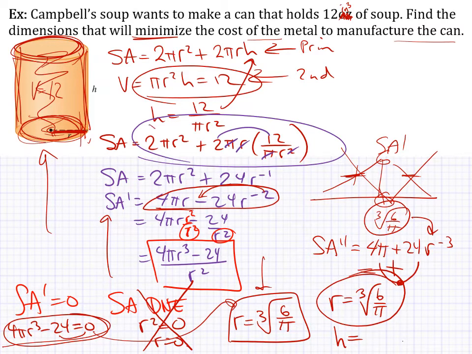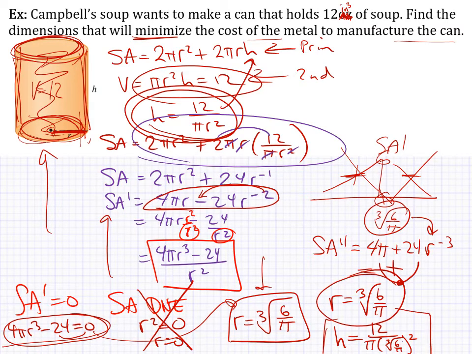How could we find h? Remember, h was found through this, so we have 12 over pi times the cube root of 6 over pi squared. That's our h. I could further compute what this would actually equal, but that's not necessary. These are the dimensions of the can that would minimize the amount of metal you need to use.